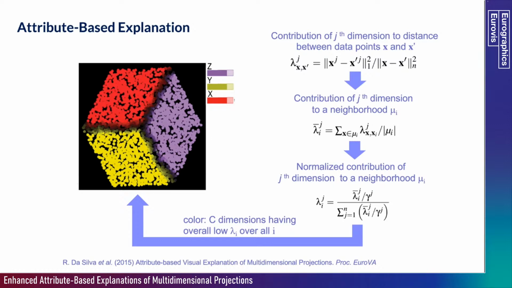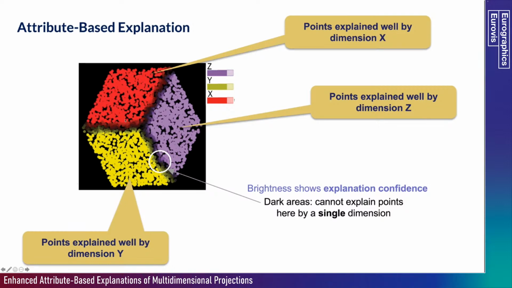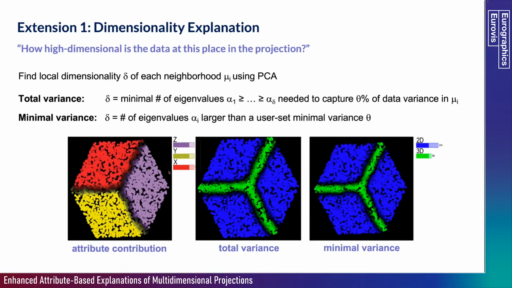Finally, we can color the projected points by the dimensions having overall low contribution over all the points. So, in our figure we see the three faces of the cube colored by the dimensions x, y, and z, which is indeed correct, because recall, these faces are orthogonal to these 3 dimensions. Finally, we can use brightness to show the confidence of the explanation, that is, how much the similarity of the points in the neighborhood is explained by the single color-coded dimension. So we see that points along or close to the edges of the cube are dark, since obviously in these neighborhoods similarity is due to 2 dimensions, not a single one.